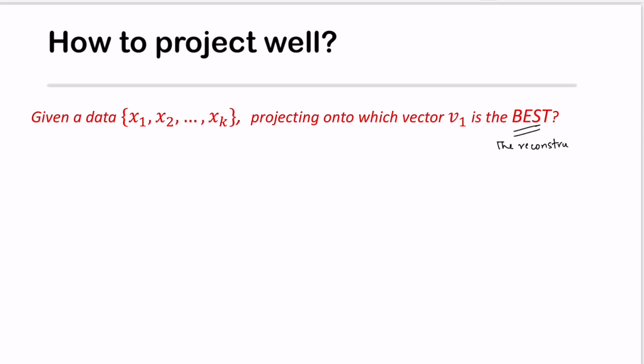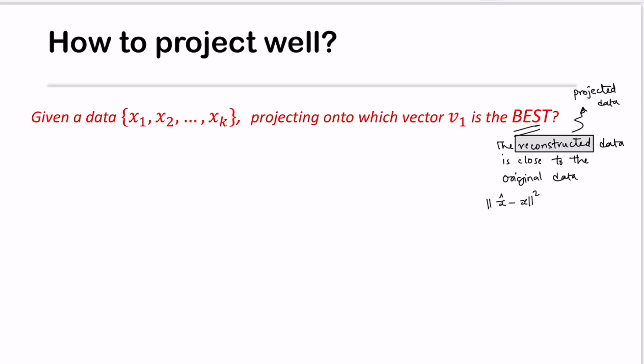So what do I mean by the best? I mean that the reconstructed data from x1, x2 up to xn should be very, very close to the original data, and the reconstructed data is nothing but the projected data, or the data points projected onto the vector v1. Let us denote x hat as the reconstructed vector. So we are interested in this particular quantity, which can be written as (x hat minus x) whole transpose (x hat minus x). x hat is nothing but the projection of x onto v1.